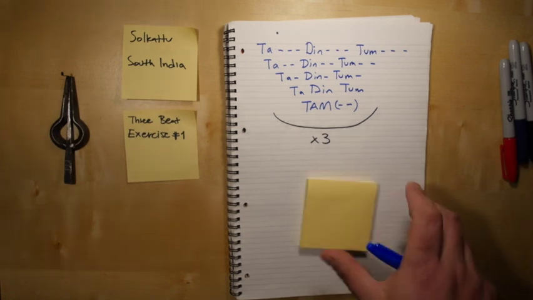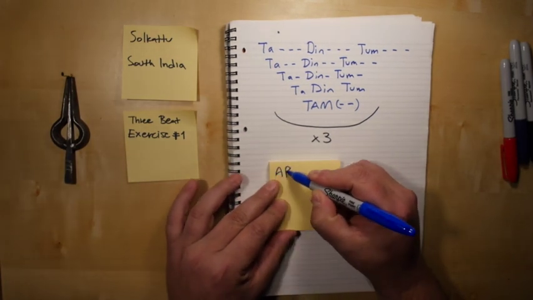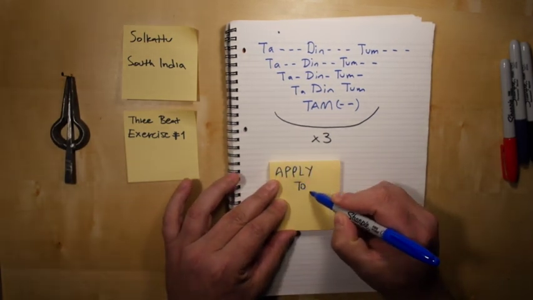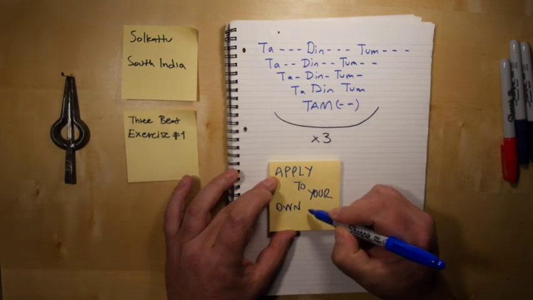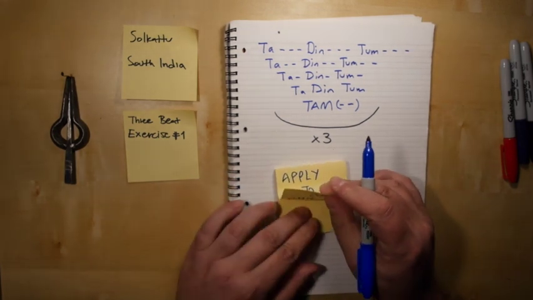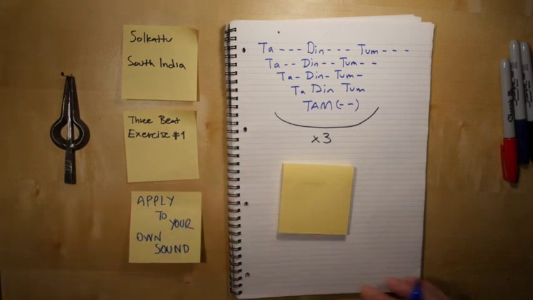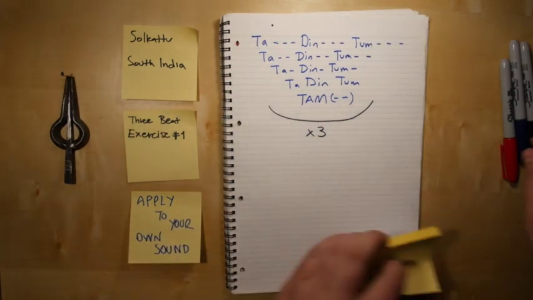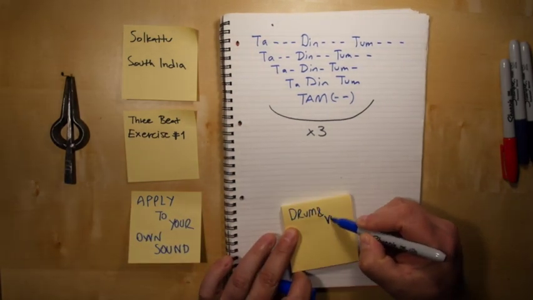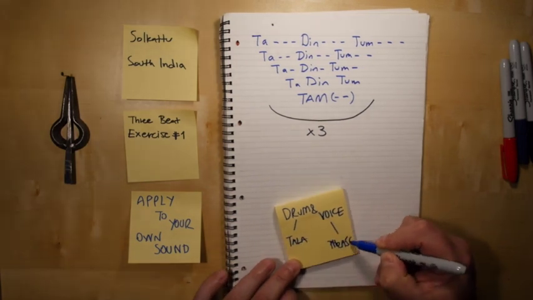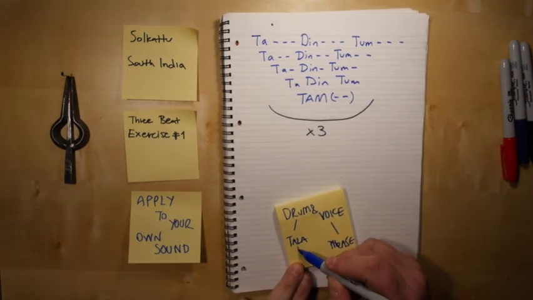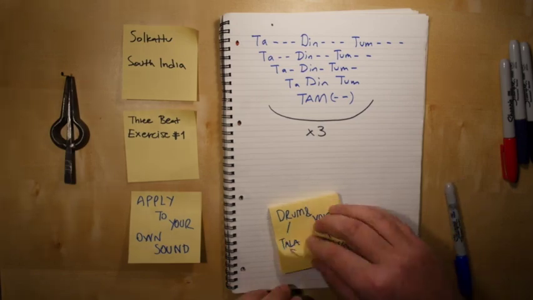I would now like to give some ideas on how to apply this composition to your own sound world, to your own instrument. The examples will be short, and if it interests you, you can pursue further, of course. The first example is hand drum and voice. I play the Tala on the hand drum and then I recite the composition with the voice. But it can also work the other way around.